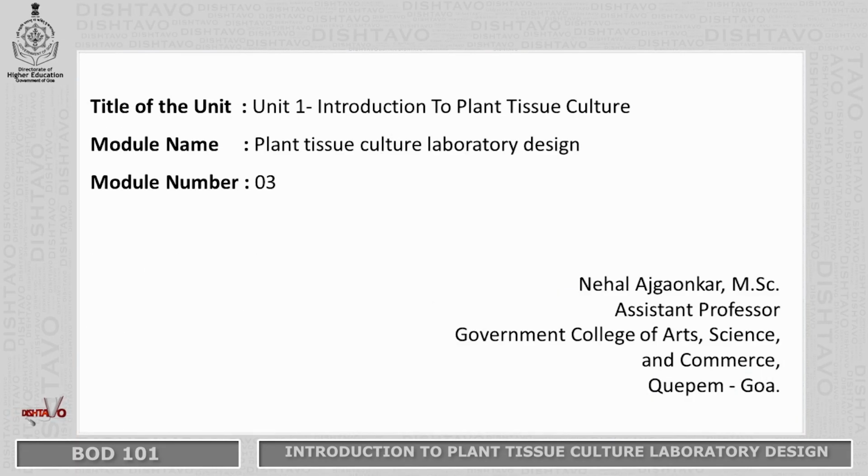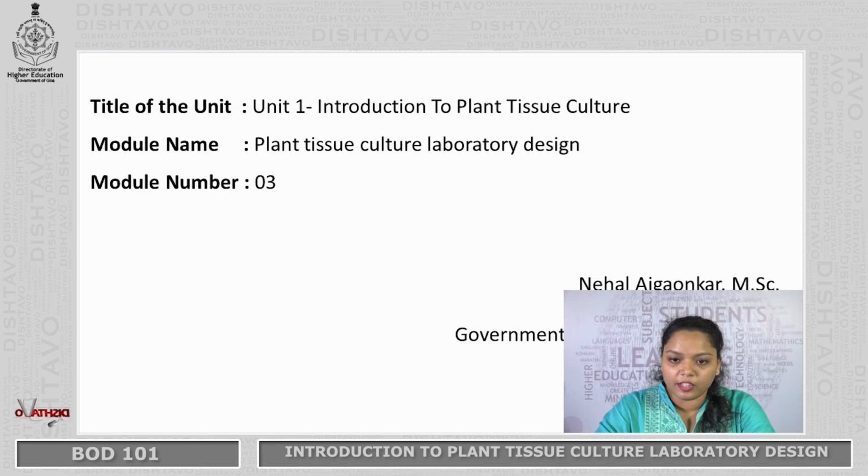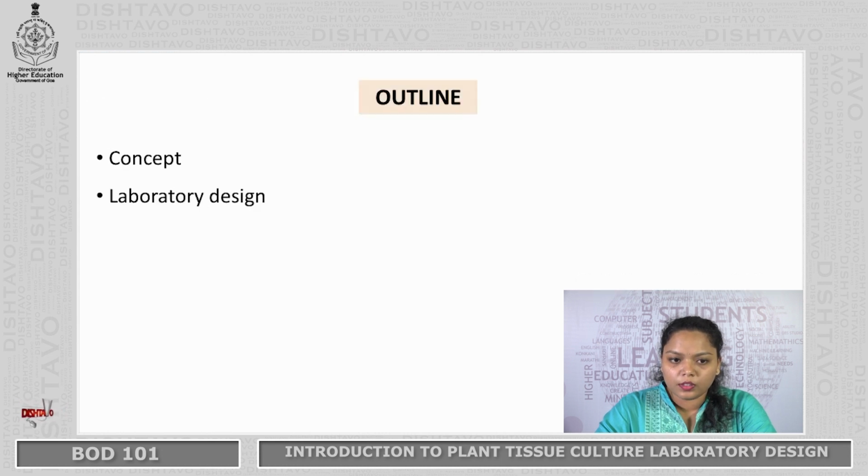Welcome students. Title of the unit is Unit 1 Introduction to Plant Tissue Culture. Module name is Plant Tissue Culture Laboratory Design and module number is 03. The outline of my module is the concept of the plant tissue culture laboratory and the laboratory design.